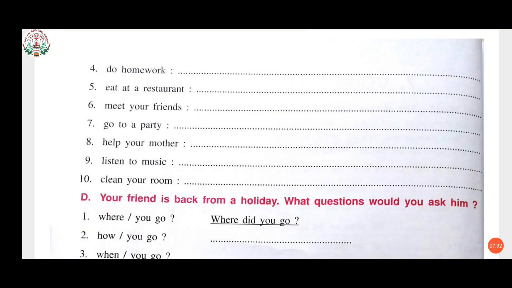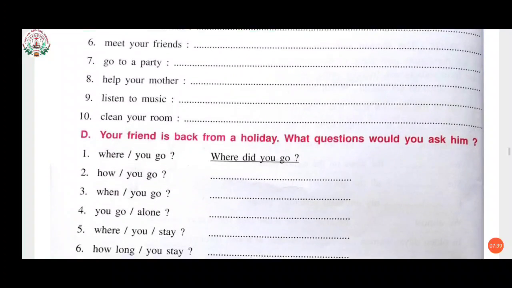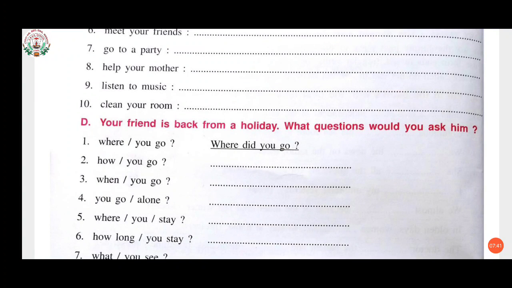That we have to use did. I did my homework. That is the fourth one. Now come to the next question, students, that is D1. Your friend is back from a holiday, and what questions would you ask him?